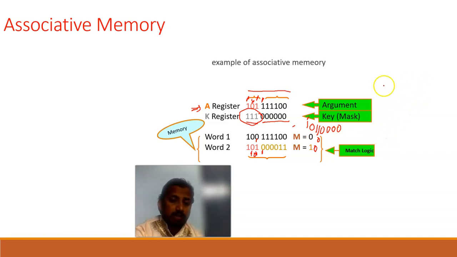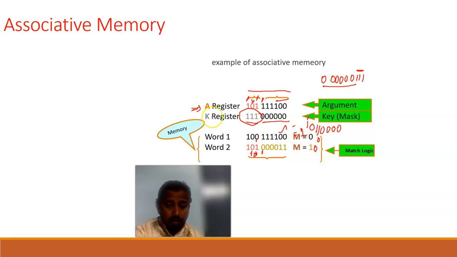Suppose my key register is given like this way instead, with zeros and then 1, 1, 1. Now these three bits are there. So what are these three bits? 1, 0, 0. Now it will be getting a match over here. With 1, 0, 0, a match would be equal to 1.